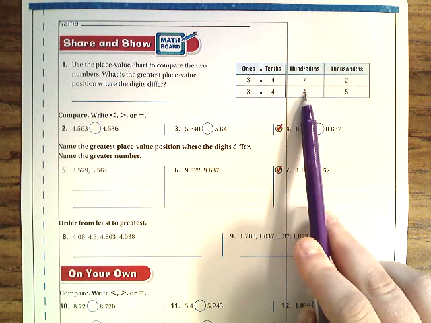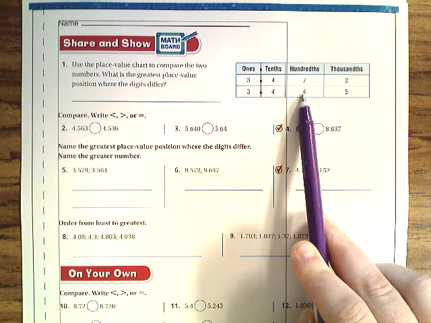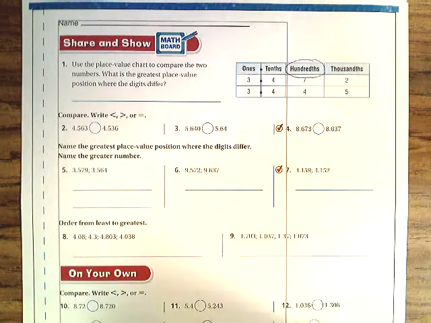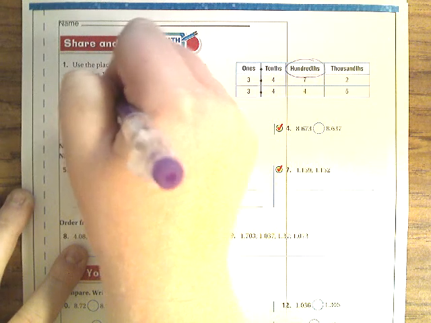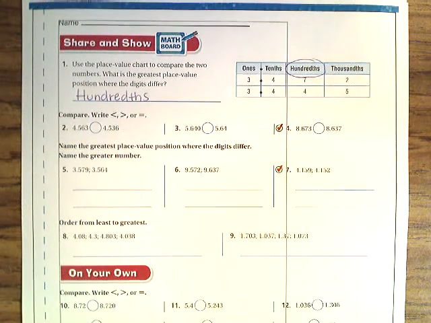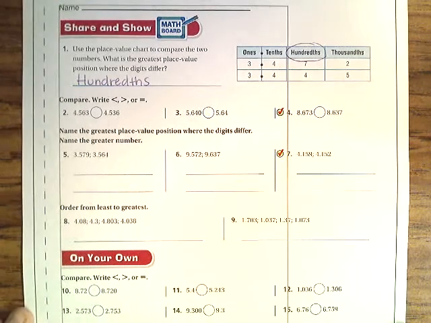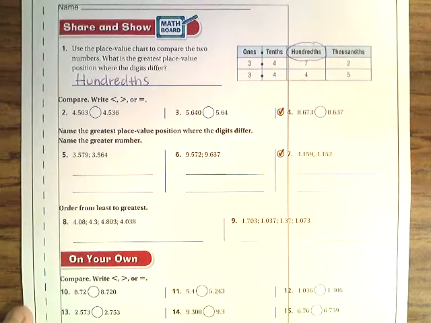The hundredths, now they've changed. So the greatest place value position where the digits differ is the hundredths position because that's where they are different. So we're going to write hundredths on the line. Hundredths. I'm just going to focus that a little bit. It looked a little blurry.